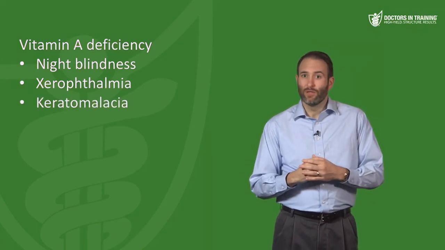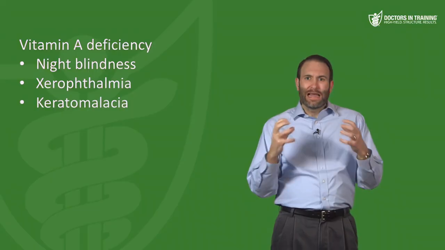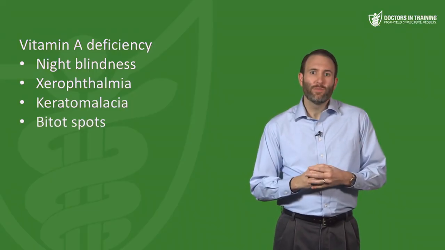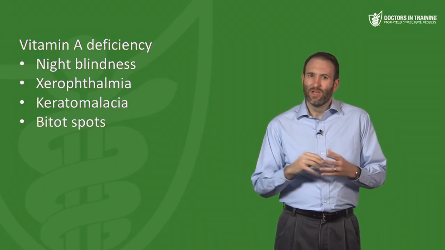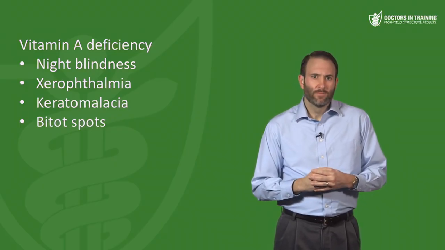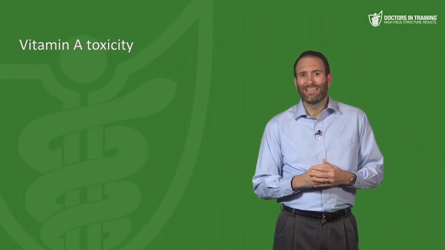You can have keratomalacia, which is wrinkling and clouding of the cornea. And then you can see something called Bitot's spots, which are dry, kind of silver-gray plaques on the bulbar conjunctiva. Now, what are some of the signs of vitamin A toxicity?